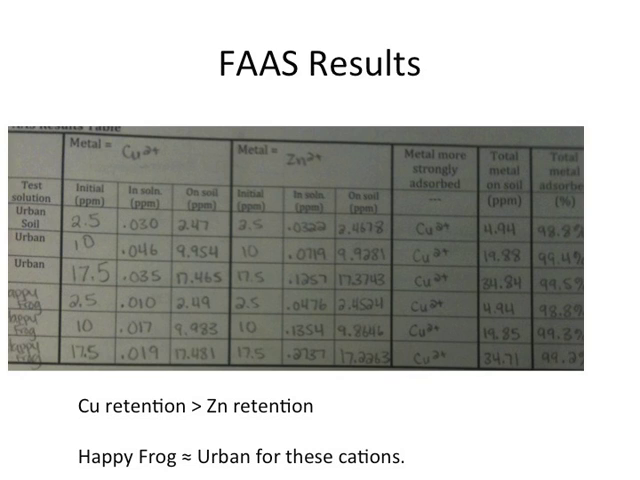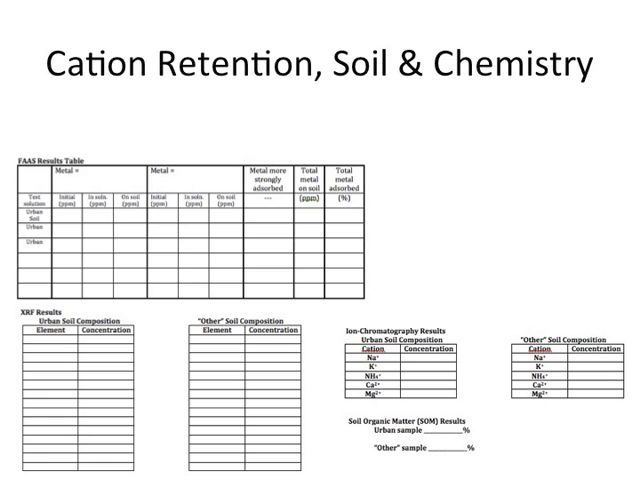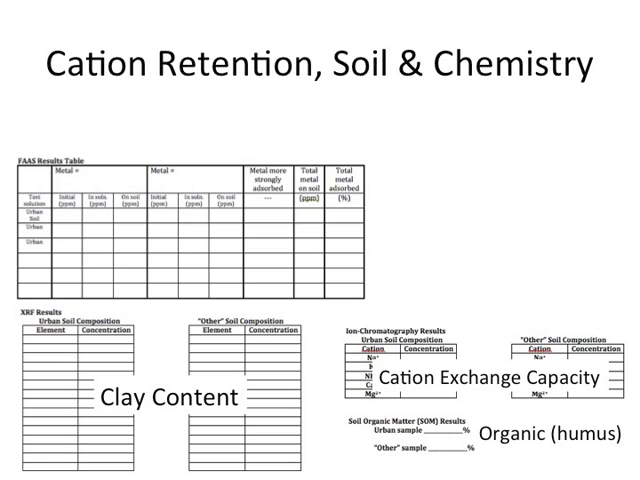These researchers correctly identified the copper being retained to a greater extent than the zinc. Both the Happy Frog and urban soils, however, seem to exhibit comparable retention. One way to connect your AA data to chemistry is to consider the characteristics of the soil. With the XRF data, you can consider the clay content in the soil. With the IC data, the cation exchange capacity. The soil organic matter values may also be important.